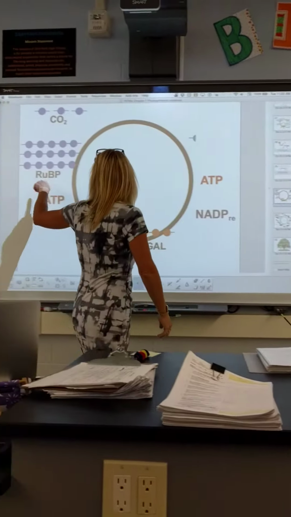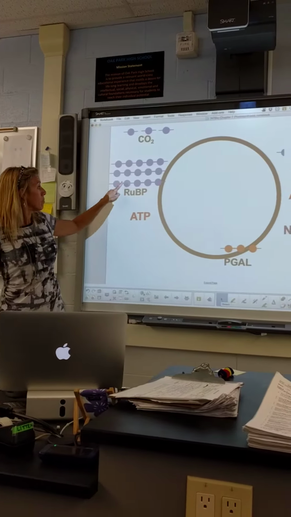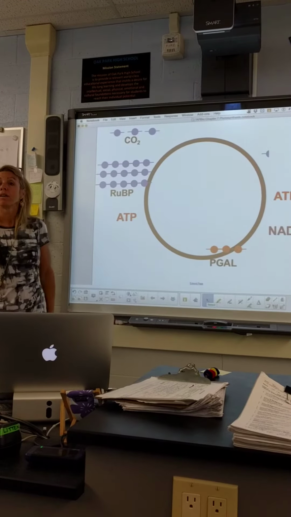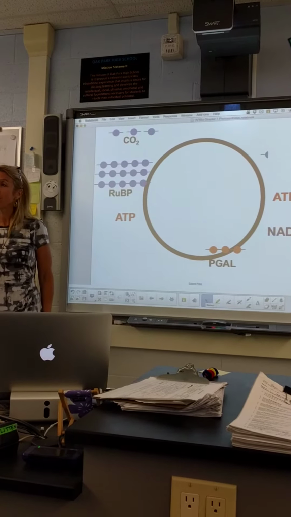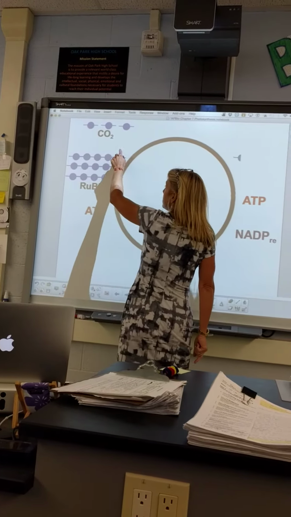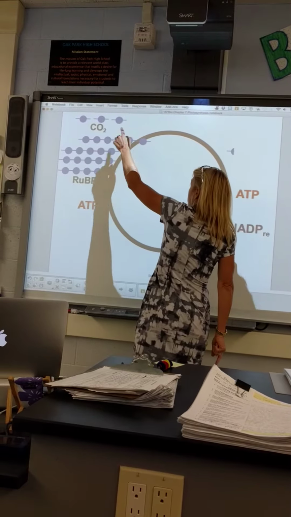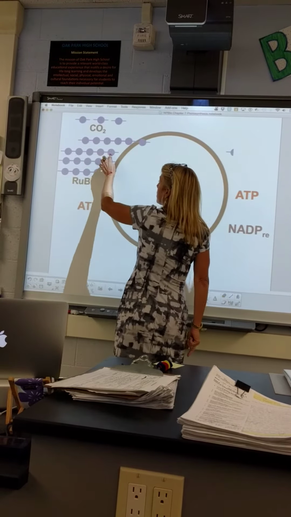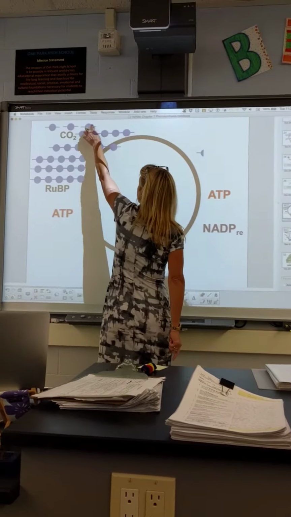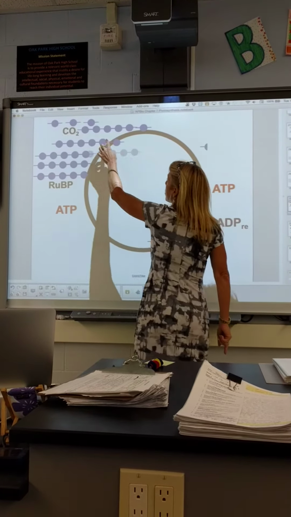Okay, so here's RuBP. Some of you are like, I already have it. Here's RuBP. How many carbons are in each RuBP? 5. How many of them do I have? 3. Okay, so each one of these RuBPs is going to hook up with a CO2. So there's 5 plus 1 is what? 6. And then here's another one going to hook up with another CO2. 5 plus 1 is 6, and here's one more.